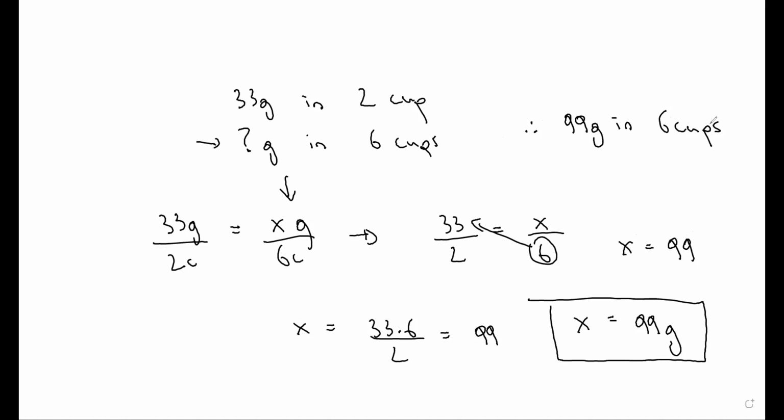And now, just for the sake of doing both, let's do the other version where you hypothetically set up your first ratio in the upside down way compared to this. And we will indeed get the same answer. So let's just do that. I think I'll just clear all of this. Okay, so same question: 33 grams in 2 cups.